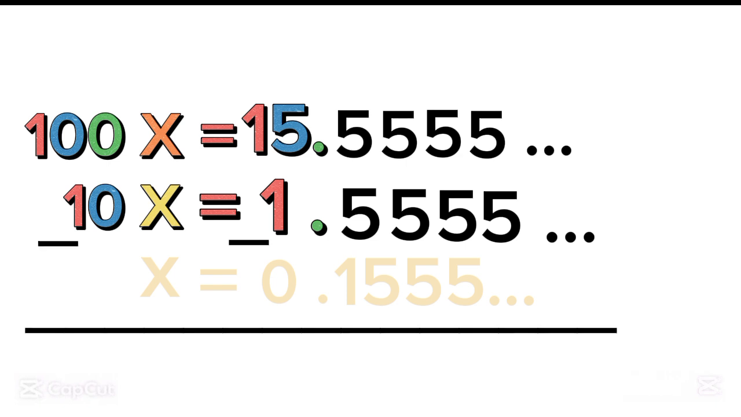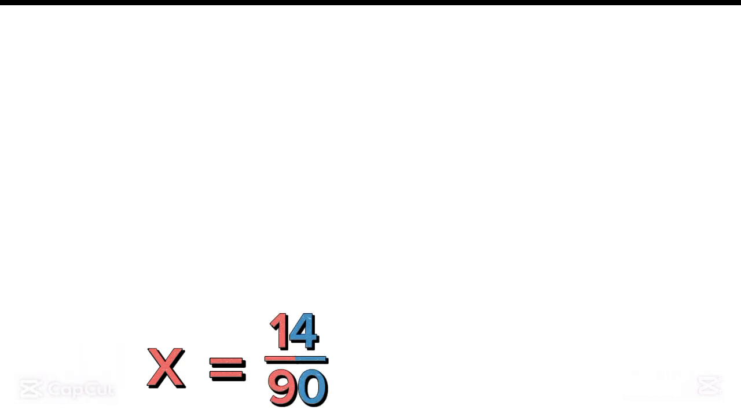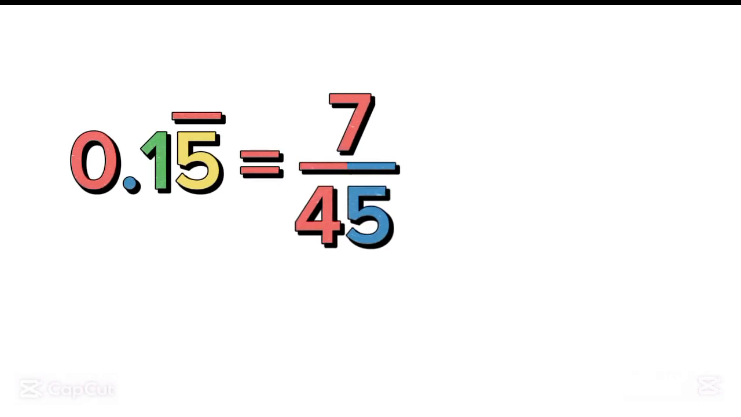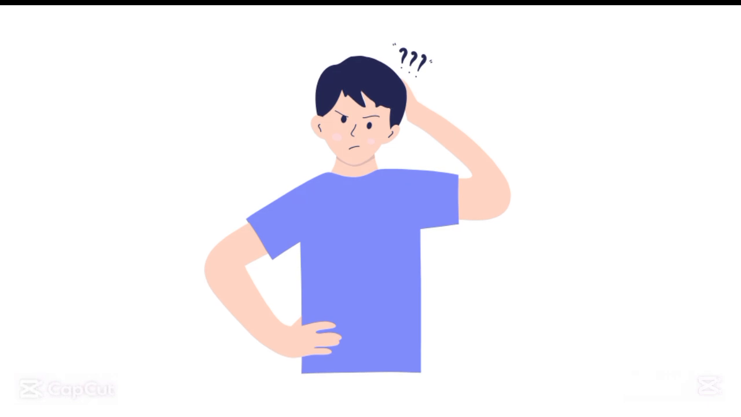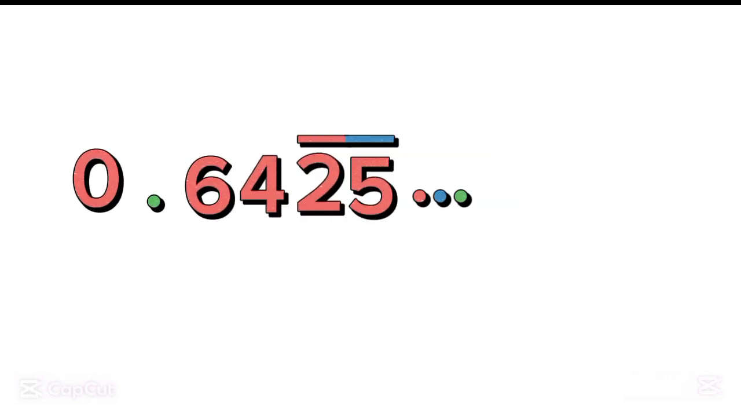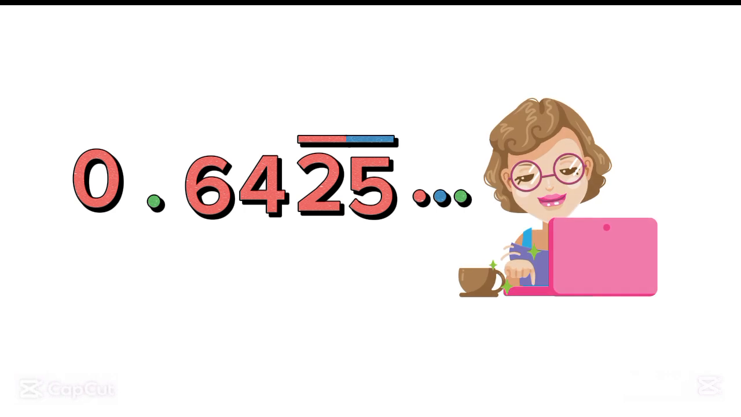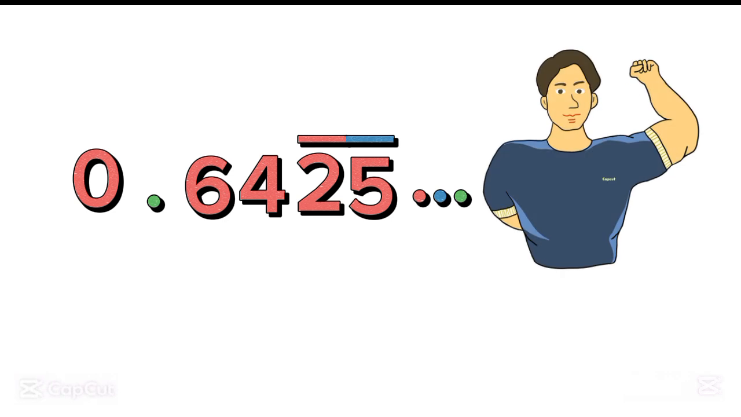Time to subtract. That simplifies to 90x equals 14, so divide by 90, and we get x equals 7 divided by 45. So, 0.15 recurring equals 7 divided by 45, nailed it. Now, let's take on a real challenge. Let's try 0.6425 recurring, where only the 25 repeats, but not the 6 and 4. This one's going to need a little extra elbow grease, but trust me, it's totally worth it.